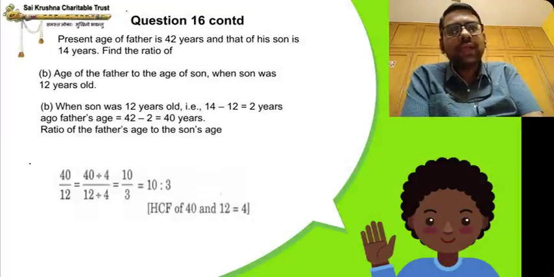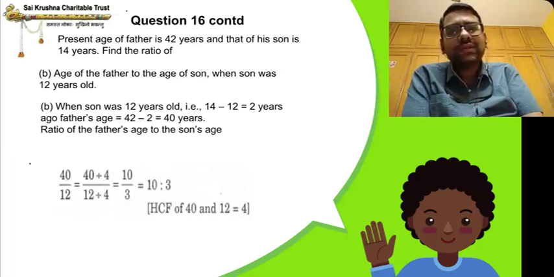So, question B. Present age of father is 42 years and age of his son is 14 years. Find the ratio of the age of father to the age of son when the son was 12 years old. When the son was 12 years old, 14 minus 12 is 2 years. So for father's age, you have to go 2 years back. Present is 42 years. 2 years back, what is his age? 42 minus 2, 40 years.